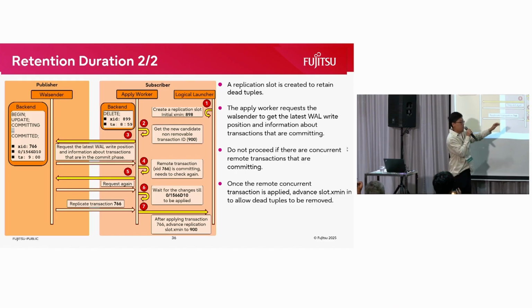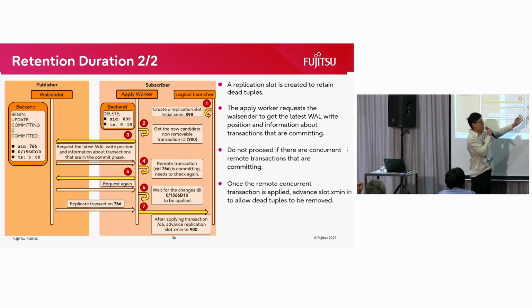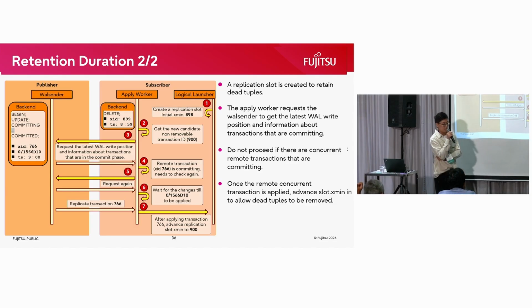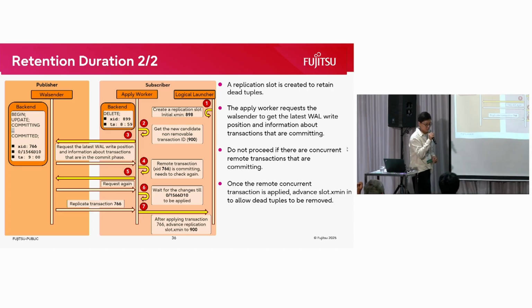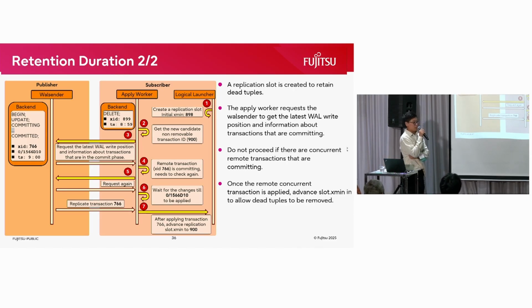In step 6, finally, no transaction is running on the publisher, and it has gotten the latest WAL position from the publisher. So what needs to be done is the apply worker will wait for all the changes up to this latest WAL position to be applied on the subscriber, and then after all the changes have been applied, it will finally advance the slot xmin to the value we got in step 2. So this mechanism is to ensure the concept I just repeated, that all the remote and concurrent transactions have been applied locally.